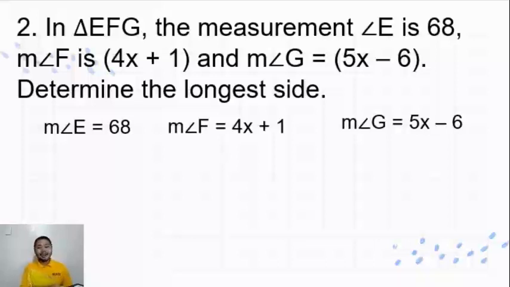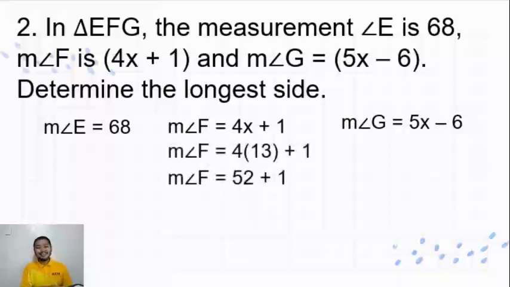So, the measurement of angle F now will be equal to 4 times the quantity of 13 plus 1. So, 4 times 13, that is 52. So, ibig sabihin yan dito, ano yung sukat ng angle F? That is 53.